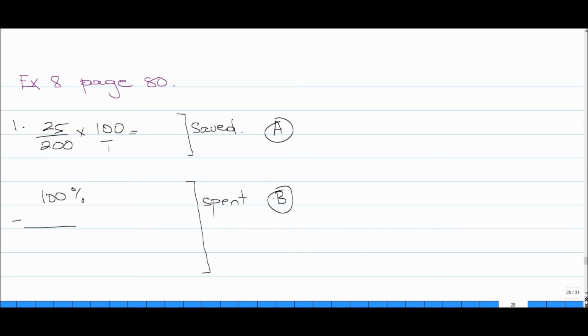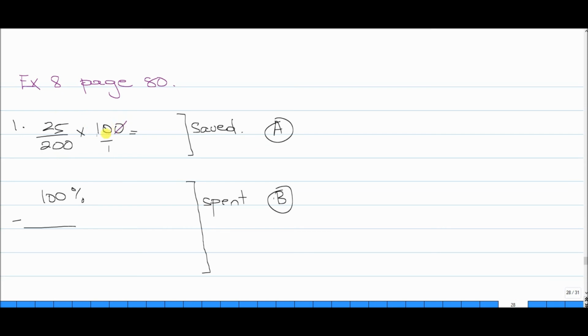Let's look at exercise 8 on page 80, and we are going to look at number 1. Mary saved $25 out of $200. What percentage did she A. save and B. spend? Again, our 25 comes first, and the number following the "of" is 200. So our denominator is what? 200. So we will reduce as best as possible.